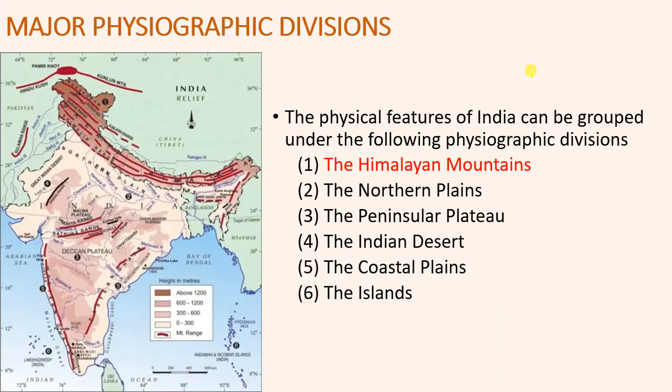So, the major physiographic divisions. Here we can see 6 physiographic divisions: the Himalayan mountain, the northern plain, the Peninsular Plateau, the Indian desert, the coastal plains, and the islands. So these 6 physiographic divisions are mainly found in our country.